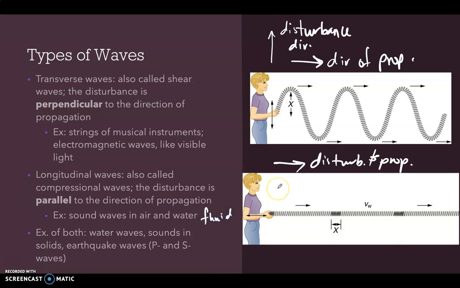okay? Now, an example of a combination of the two, things that have both transverse and longitudinal components, are water waves, sounds in solids, and earthquake waves, such as P and S waves, okay? If you've ever taken a geology course or environmental science course, you may have talked about earthquake waves, but if not, that's okay. Just to get the idea that there are both types of waves in these different real-life situations, okay?